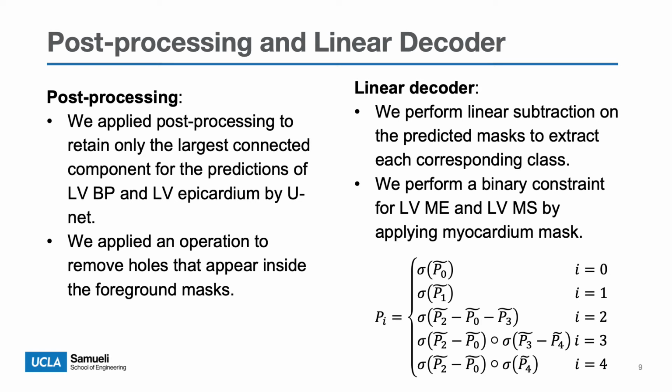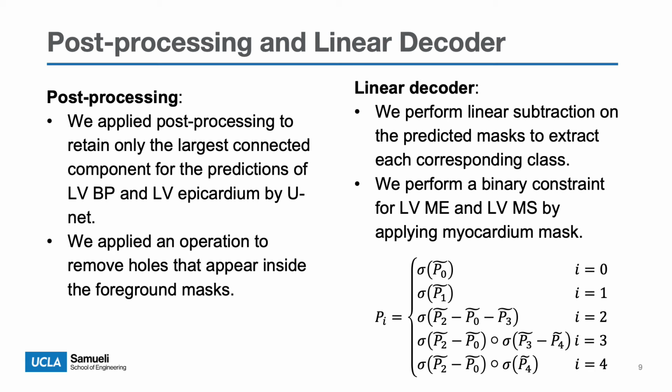The raw predictions from the three networks are averaged for LVME plus MS and LVMS, followed by binary activation with threshold 0.5. We applied post-processing to retain only the largest connected component for the predictions of LVBP and LV epicardium by U-Net. The operation is performed in 2D space in a slice-by-slice manner. In addition, we applied an operation to remove holes that appear inside the foreground masks. The post-processing is performed on the encoded predictions before the linear decoder.